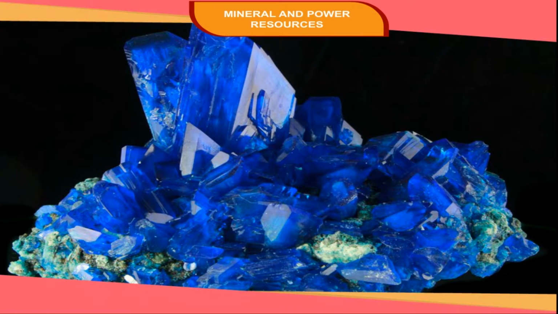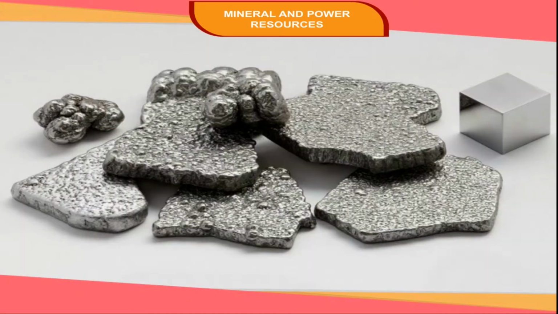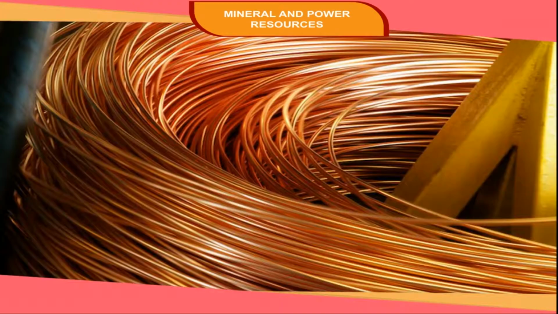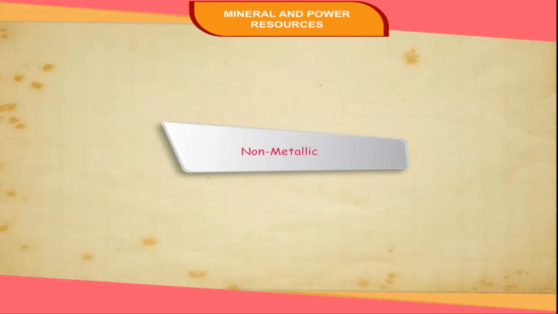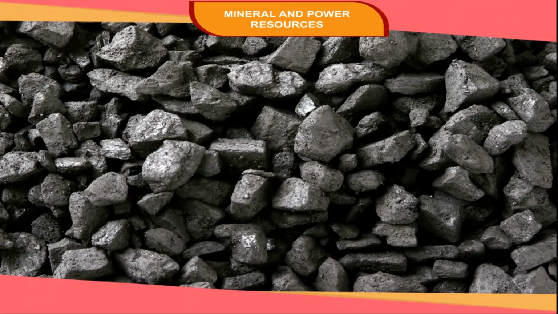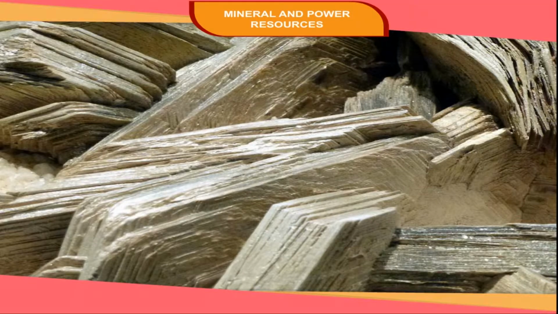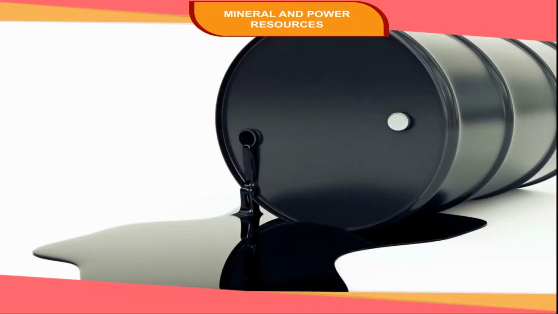Minerals are of two types. Metallic. These contain metal in raw form. Example, iron, copper, gold, silver, etc. Non-metallic. These do not contain any metal. Example, coal, sulfur, mica, petroleum, etc.